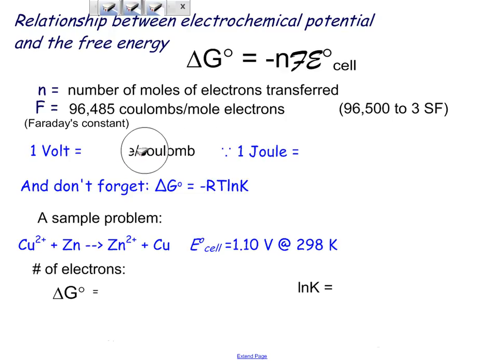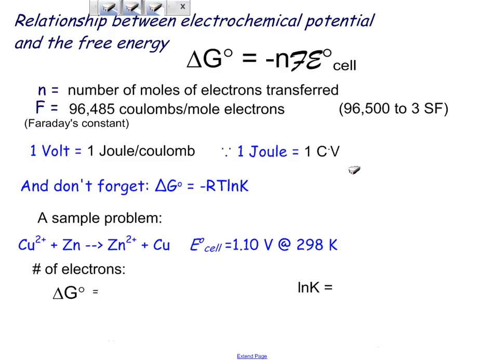So let's take a look at the units. A volt is defined as a joule, a measure of energy, per coulomb, a unit of charge. So if we rearrange that a tiny bit, a joule is a coulomb times a volt. A joule is coulombs, F is coulombs times volts. I'm going to mostly use the 3 significant figure version of Faraday's constant. That's what shows up on the AP test.